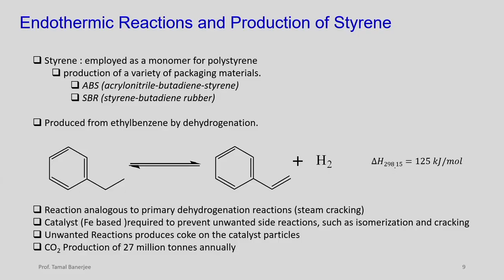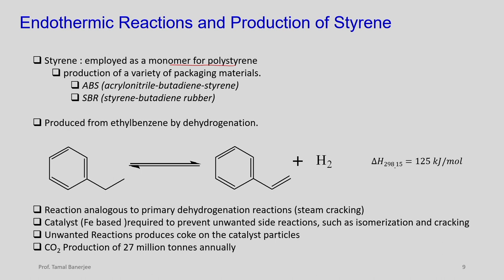Going ahead, exothermic reactions we have seen. Now let us see if this reverse periodic flow reactor can be used for other applications. Yes, it can be used. We will see that shortly. We will see an endothermic reaction, particularly the production of styrene. Styrene, as you know, is very important. It is a monomer for polystyrene.